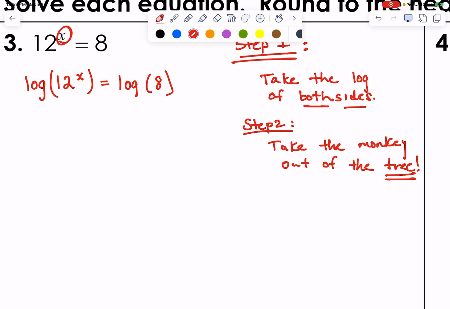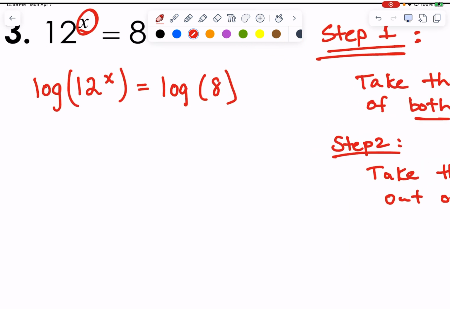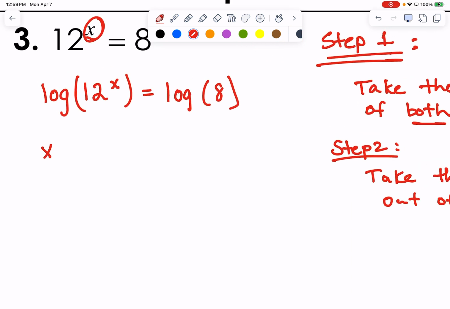All right, here we go. Step 1, take the what of both sides? Take the log of both sides. Step 2, all right, let's take the monkey out of the tree. So we got x log 12. So we take that monkey out of the tree right there. There's the monkey. Because you're solving for x.